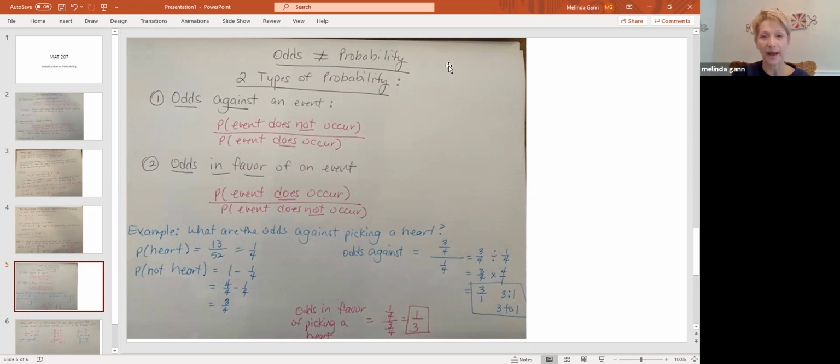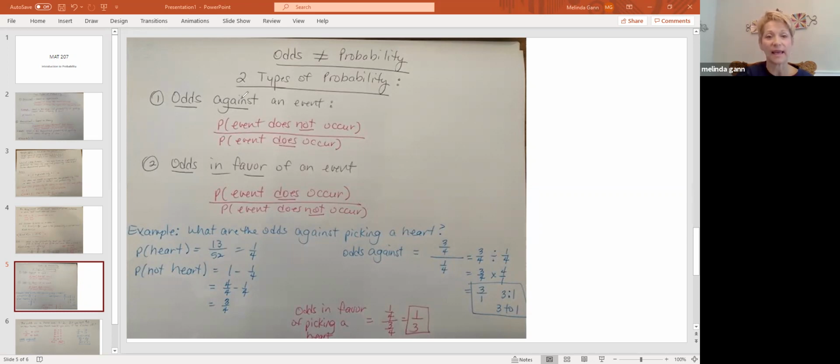Odds are a comparison of two probabilities, so you're going to have a fraction over another fraction. Anytime it says odds, you're going to have the probability that something will happen and the probability that something will not happen. There are two types of odds: you can have odds against, or you can have odds in favor. Both times, you know the probability that something will happen and the probability it will not happen. The difference is which one goes on top.